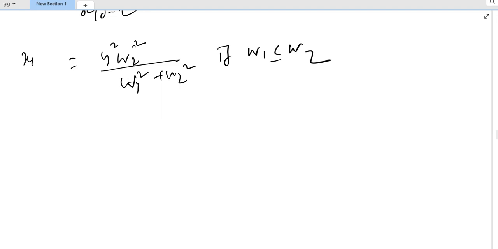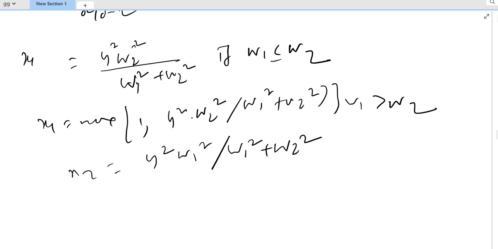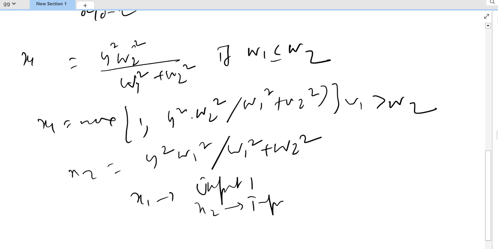Finally, after solving, we get something like this: x1 equals y square W2 square divided by (W1 square plus W2 square) if W1 is less than or equal to W2, and x1 equals max of 1 comma y square W2 square divided by (W1 square plus W2 square) if W1 is greater than W2. And similarly x2 is y square W1 square divided by (W1 square plus W2 square). So therefore the optimal allocation of inputs is to use x1 units of input 1 and x2 units of input 2, where x1 and x2 are the given input demand functions.